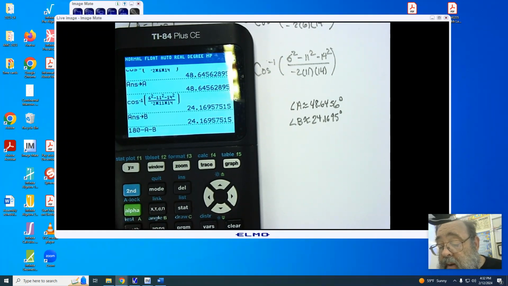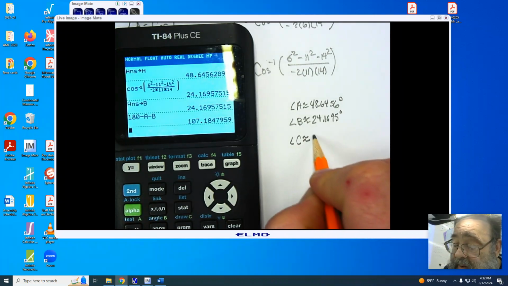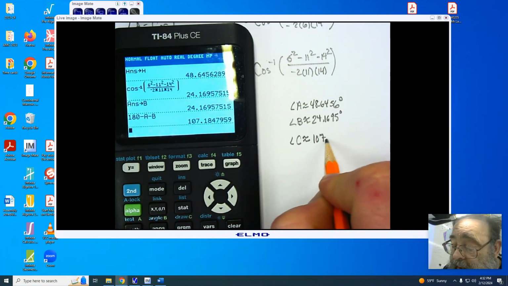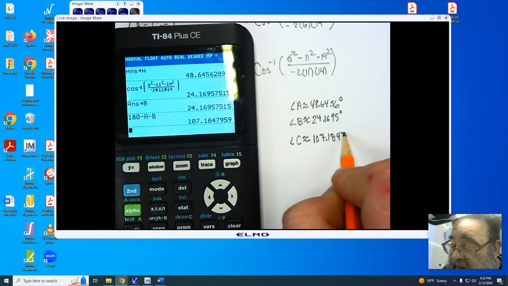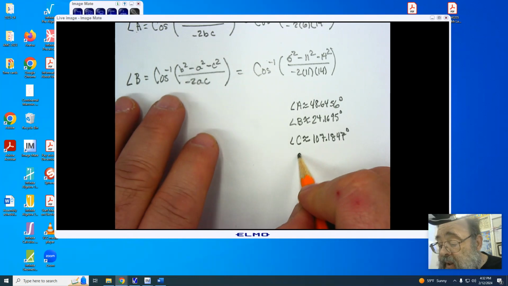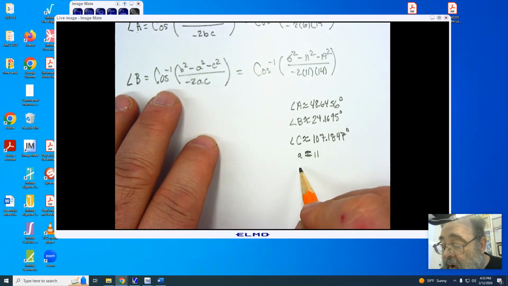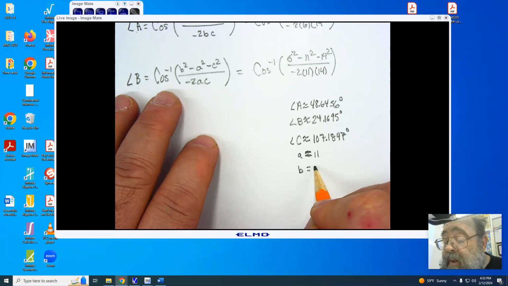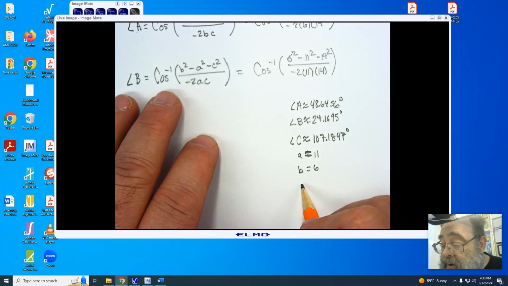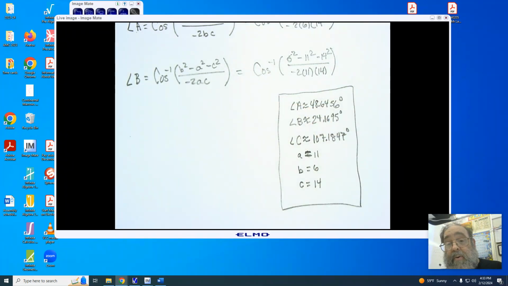We're now going to find angle C by taking 180 degrees and subtracting our alpha A minus our alpha B. Hitting enter, we find that angle C should be approximately 107.1847 degrees. I'm now going to list the other information that I have to complete my solution. Please remember, you need to have all sides and all angles in order to have a solution to a triangle. There it is. That is our solution using the law of cosine.